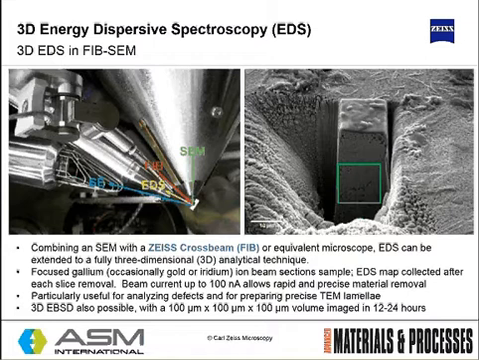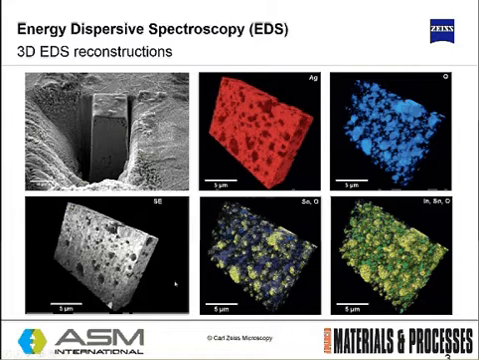So the reconstructions that you can do here, in the same way that you can do elemental mapping in 2D, this is the 3D SE image, but in this case, with silver, tin and indium, you're able to do that mapping in 3D and understand the structure and chemistry of inclusions and the grain structure of the steel itself.